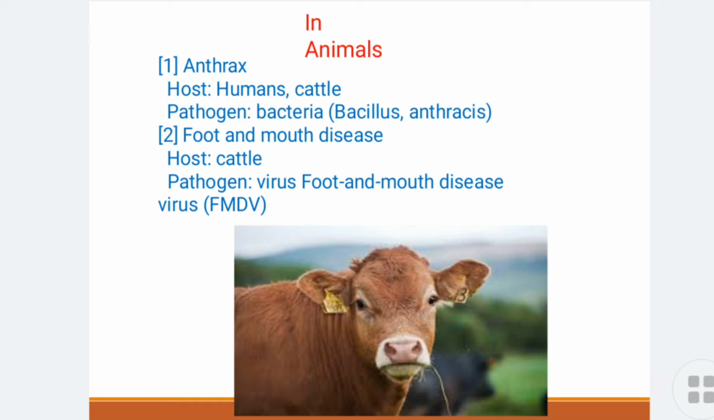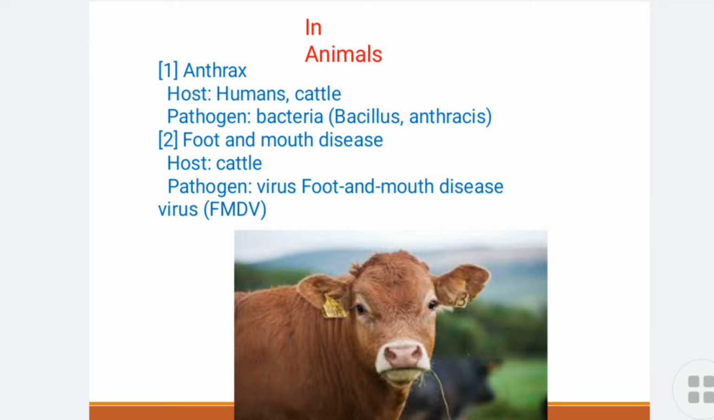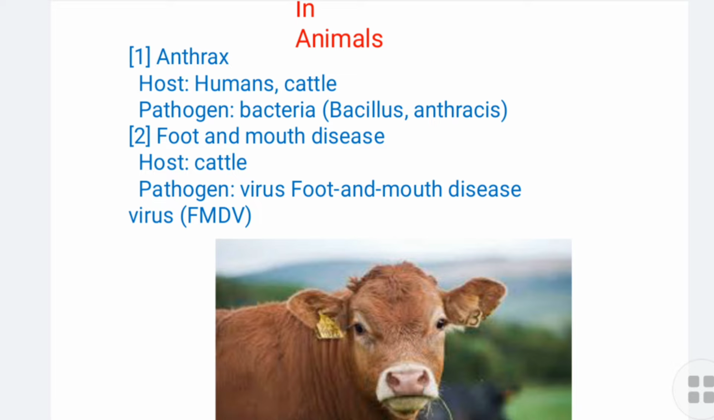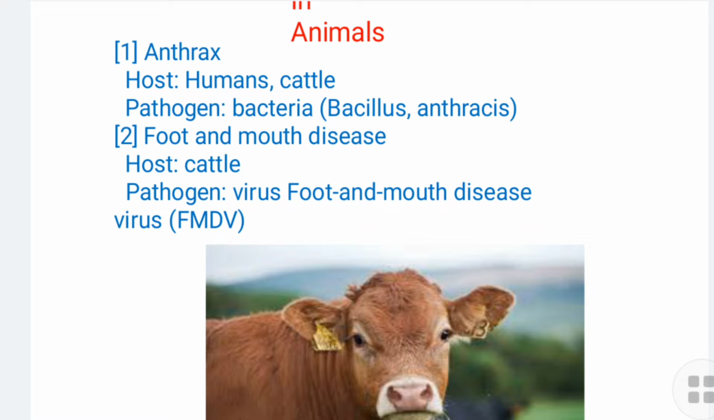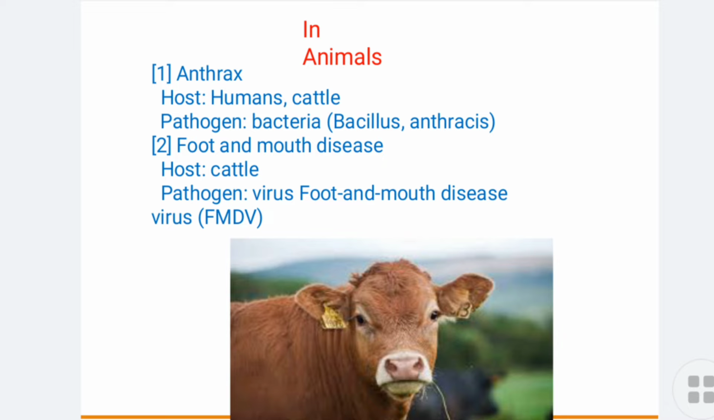So these harmful microorganisms, they cause diseases in animals. And a common disease which is found in animals is anthrax. Anthrax is also seen in human beings as well as cattle, milk-giving animals. And its pathogen is bacteria. Pathogen, that is disease-causing microbe, is known as pathogen. This is bacteria, Bacillus anthracis. This bacteria causes anthrax disease in animals.